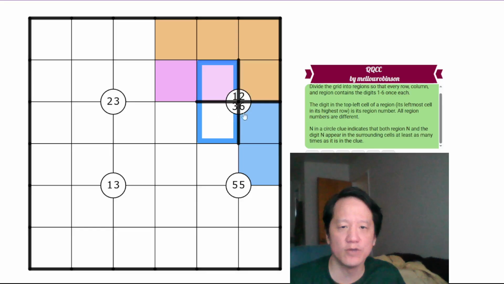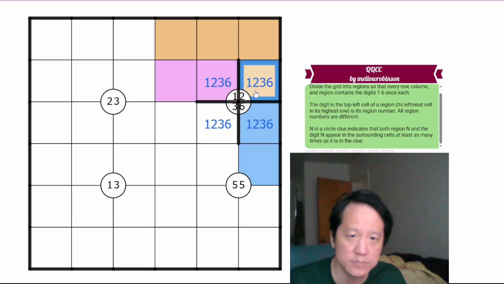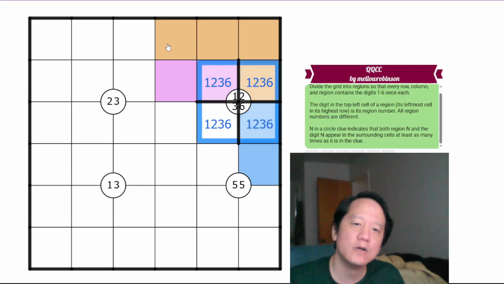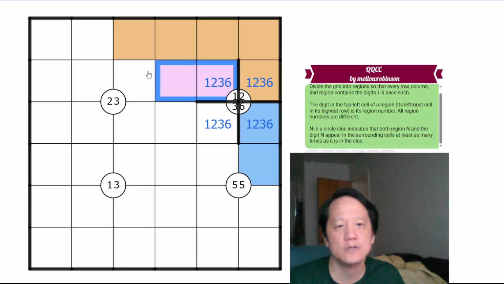And we have 1, 2, 3, and 6 surrounding this. This has to continue that way, so that's orange. Don't know about these.